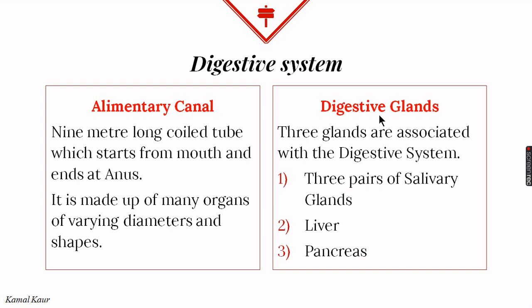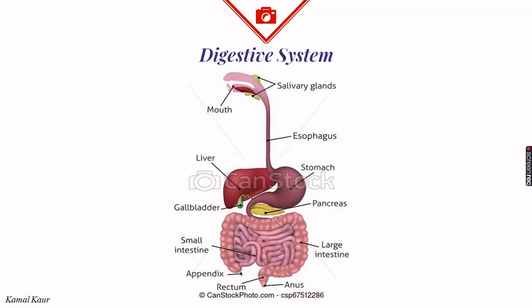Now there are three digestive glands associated with the alimentary canal. One is salivary glands, which are three pairs, liver, and third is pancreas. These digestive glands secrete enzymes and pour these enzymes into the alimentary canal. So now first we will see the location and the structure of the various parts of the digestive system.